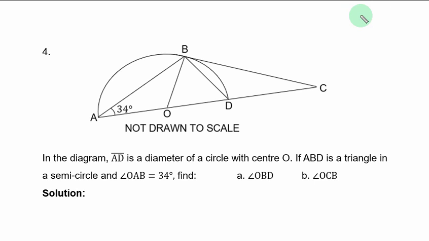Question 4. In the diagram, AD is a diameter of a circle with center O. If ABD is a triangle in a semicircle and angle OAB equal to 34 degrees, find A part of the question, angle OBD, B part of the question, angle OCB. Let us take the solution.